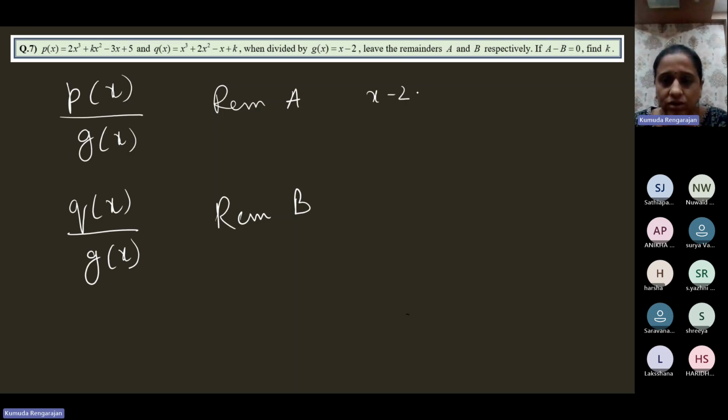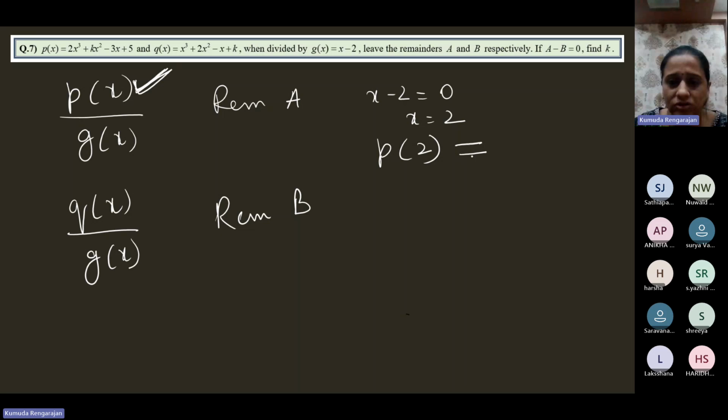X minus 2, equated to 0. So we have x is equal to 2. So find the value of the dividend polynomial at x is equal to 2. This is the dividend polynomial. So P of 2. When you find P of 2, you will get the remainder. And what's the remainder? A. So P of 2 is equal to A is the equation.